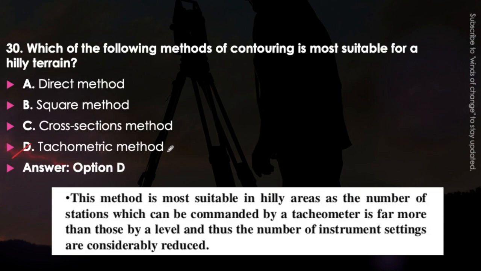Okay, the tachometric method is most suitable in hilly areas as the number of stations which can be commanded by the tachometer is far more than by the level, and thus the number of instrument settings is considerably reduced in the case of the tachometric method. So this method will be used in the case of hilly terrain.